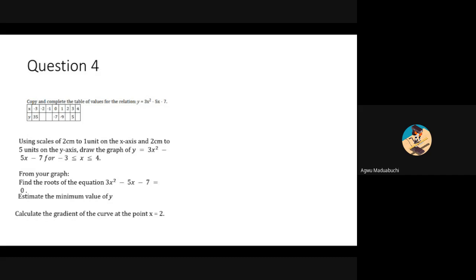In this case, they say 2 centimeter to 1 unit on the x-axis, 2 centimeter to 5 units on the y-axis. I think the scale is the same. But now look at the range of values. Please always stick with the range of values they give you, negative 3 to 4, for the x values. The question now says, find the roots of the equation for that graph. Remember we said the roots are just where it cuts the x-axis.